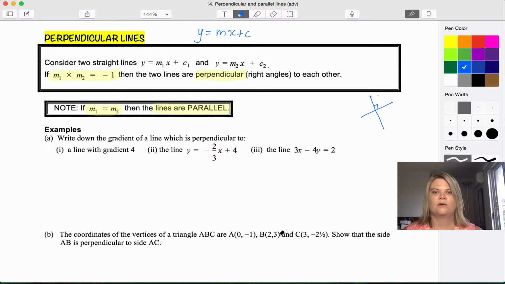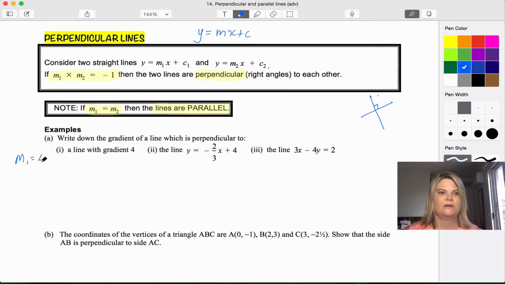Okay, there are 4 examples down here that you might like to pause the video and have a go at doing yourself. Pause the video now. Okay, let's look at the first example. Write down the gradient of a line which is perpendicular to a line with gradient 4.